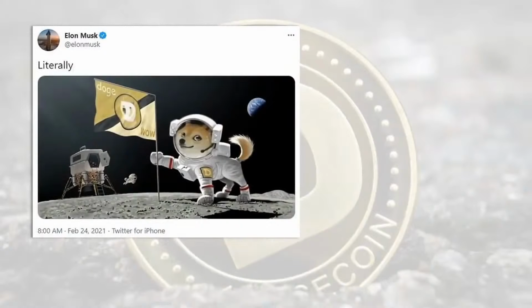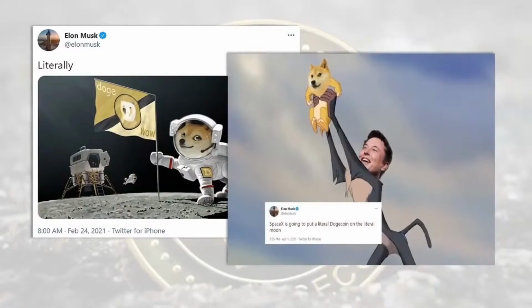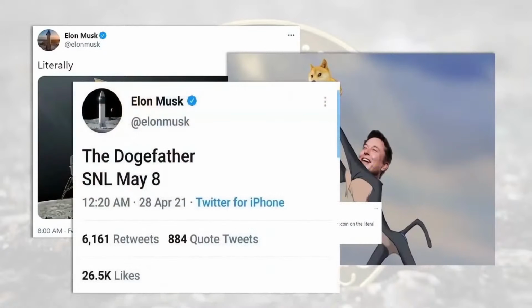This led to the overnight increase in the price and popularity of Dogecoin. Later, he posted a still from the Lion King movie, with his face in place of Rafiki holding Simba with the face of Dogecoin, stating that he will always have Dogecoin's back. His most recent tweet was on Wednesday, May 5, 2021, "the Dogecoin father SNL May 8," which is a reference to both his constant tweets on Dogecoin as well as his appearance on Saturday Night Live on May 8, 2020.